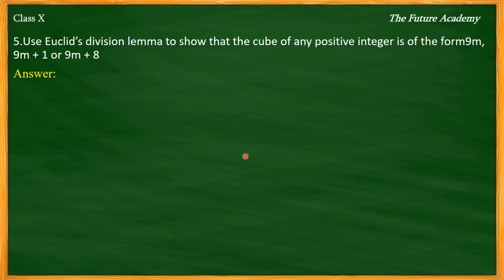Use Euclid's division lemma to show that the cube of any positive integer is of the form 9m, 9m plus 1 or 9m plus 8. Let us consider a be any positive integer and the divisor as 3. So we can write a is equal to 3q plus r by Euclid's division lemma. Since the divisor is 3, the possible remainders are 0, 1 and 2.